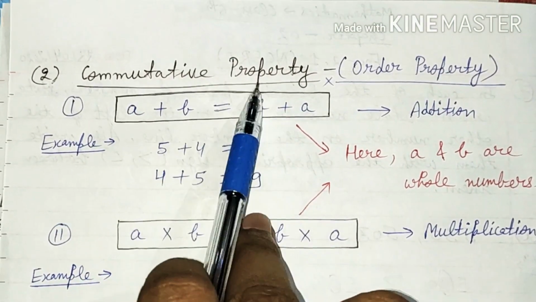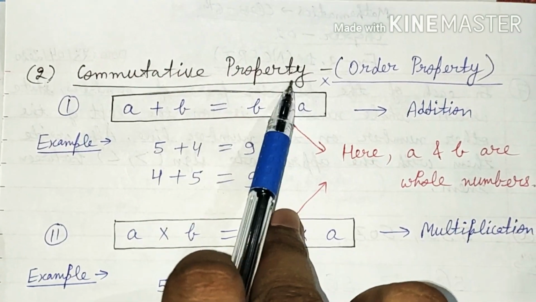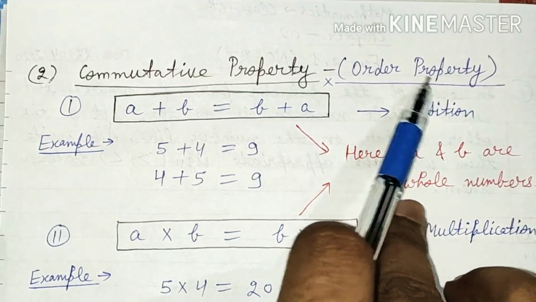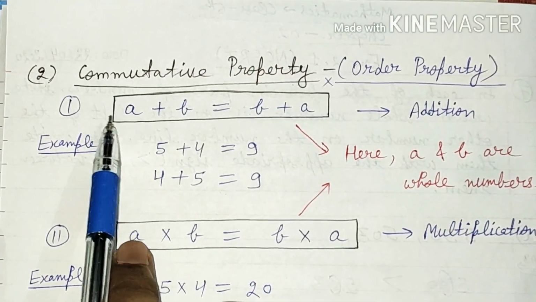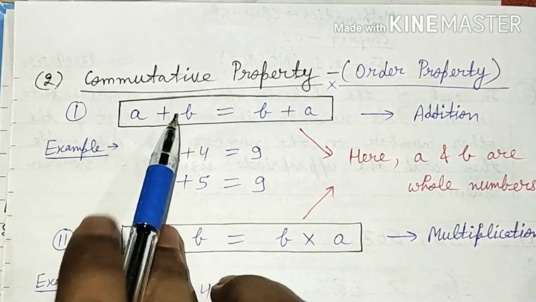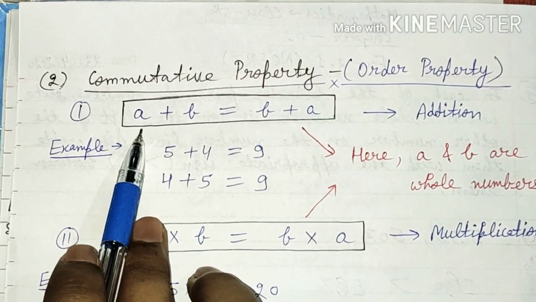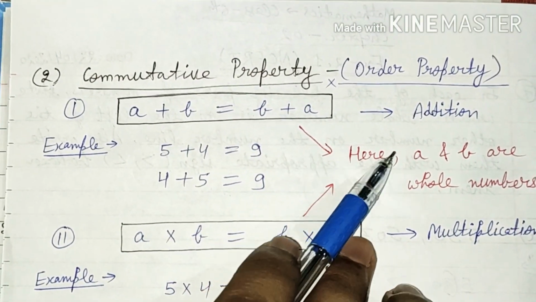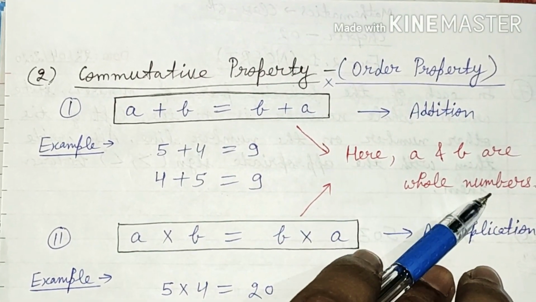Now the second property is commutative property. The other name for the commutative property is order property. Why? Let's understand this. The expression for the commutative property for addition is A plus B is equal to B plus A. Here A and B are whole numbers.